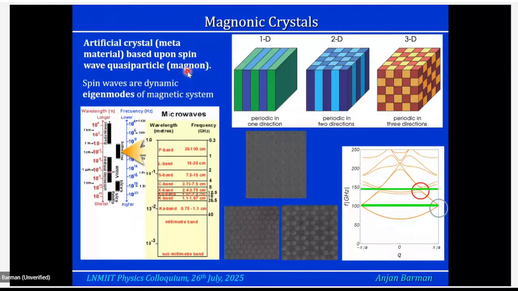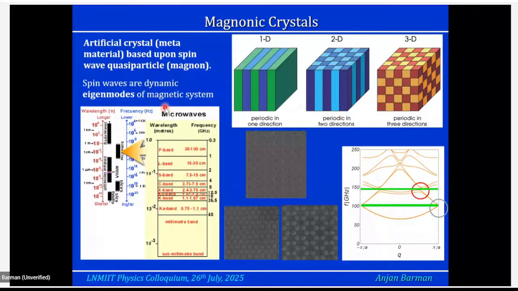And you can see this is a one-dimensional periodicity. Here you have a two-dimensional periodicity. Here you have three-dimensional periodicity. So these are 1D, 2D, and 3D magnonic crystals. And it can go from various bands of microwave to terahertz frequency range. As you can see, all the microwave band, millimeter band, sub-millimeter band can be covered by these magnons. So a huge scope opens up because microwave and terahertz frequency ranges are not easily accessible, particularly on chip.